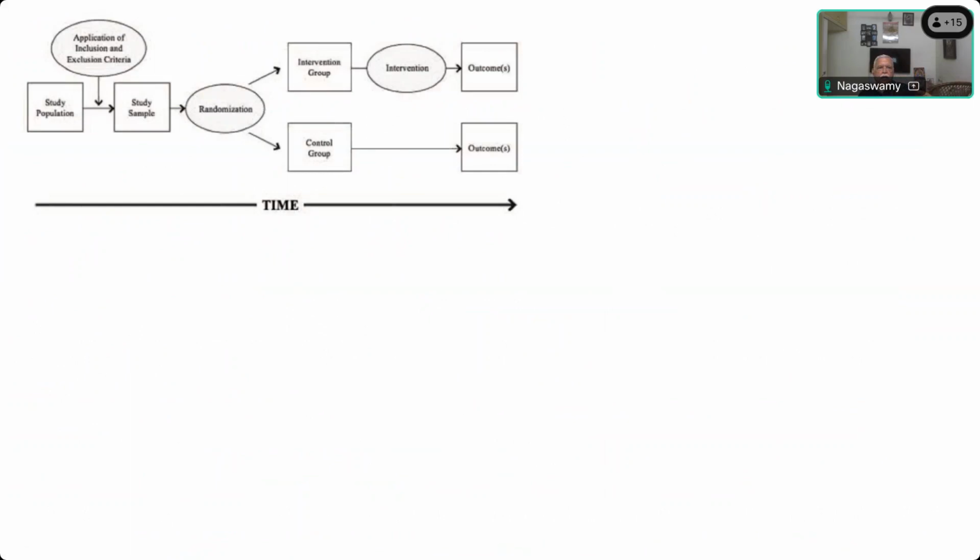Okay, and this is the design of randomized controlled trials, where you do the study population, study sample, application of inclusion exclusion criteria, then randomization, intervention group, control group. Intervention, what do you do, what is the outcome in these groups. This is over a period of time. This is how the simple randomization is done.